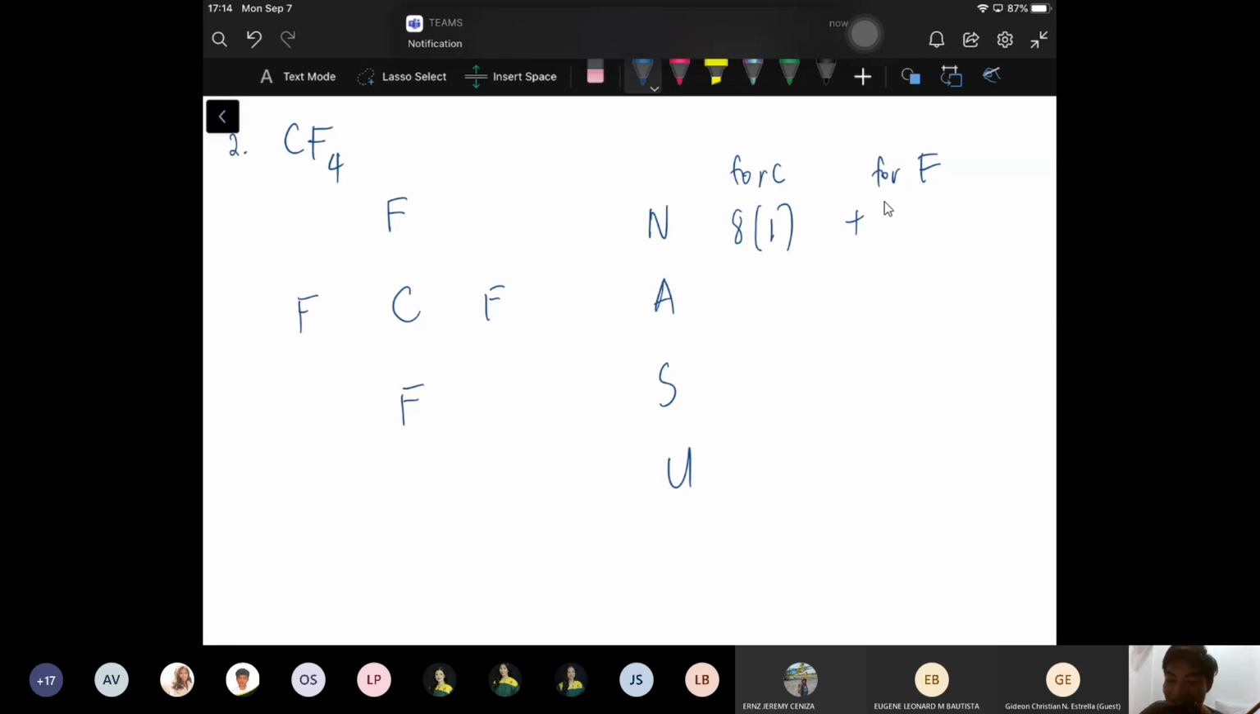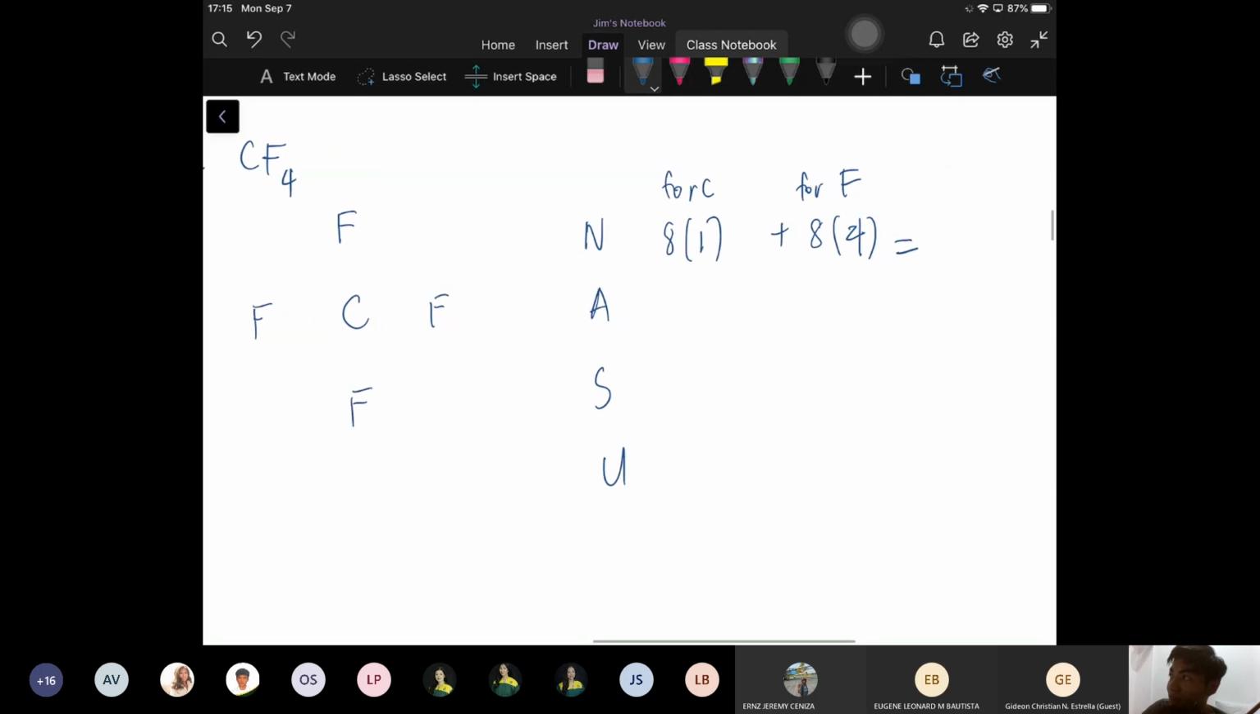Fluorine na. Sige. For fluorine, ilang fluorine, does it follow the octet rule? Yes po, matingin sa periodic table. Because the fluorine is in the p block elements. So it means it should follow the octet rule times 4. So i-add natin lahat 'yan. 8 times 1 plus 8 times 4. So that's just 8 times 5, no? 40. So 40 yan, no? Okay, so okay na yan.